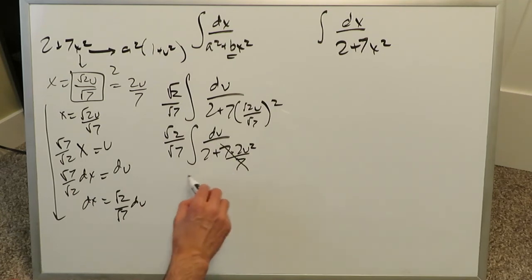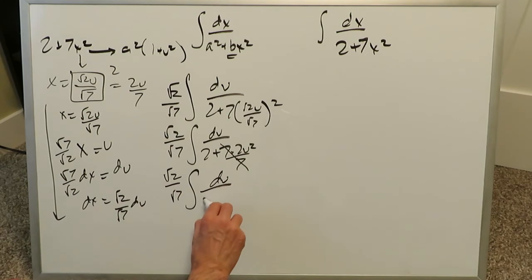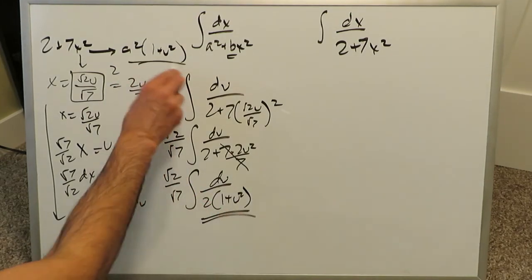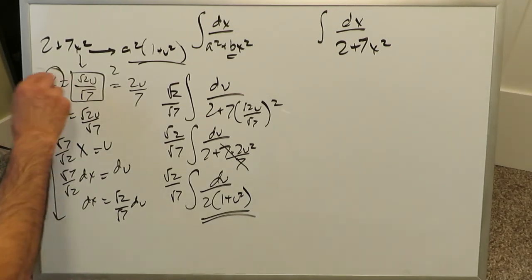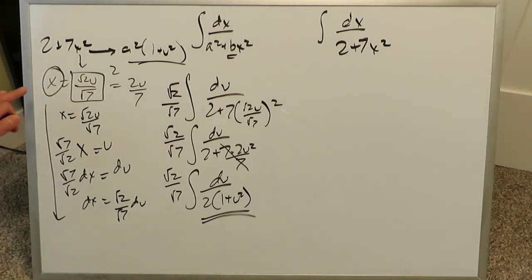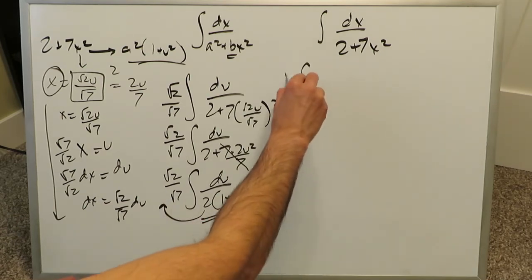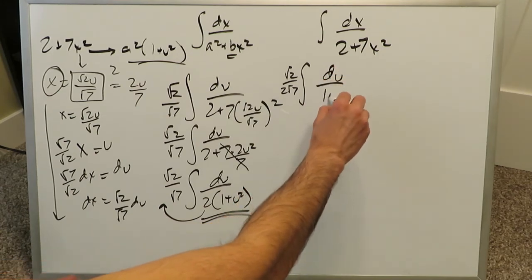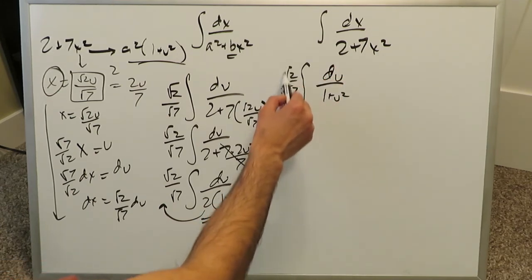You see the 7's will cancel out. You'll have root 2 over root 7 and du over 2 times parentheses 1 plus u squared, and this is what I've been aiming for, and that's what I've gotten. All made possible by this substitution right over here, or by this thinking backwards. Bring the 2 out right over here. You'll have a root 2 divided by 2 root 7, and then you have du over 1 plus u squared. You can probably simplify this.